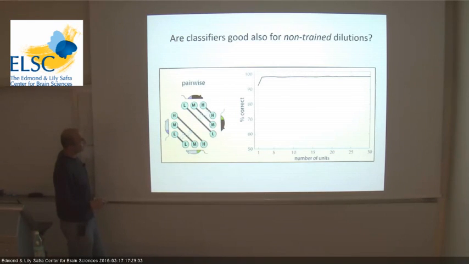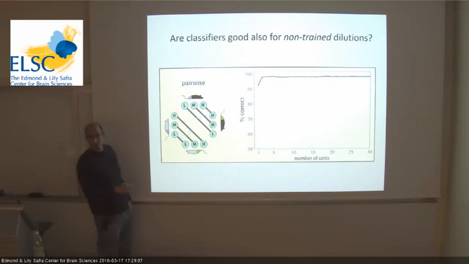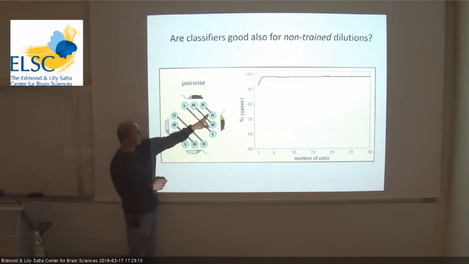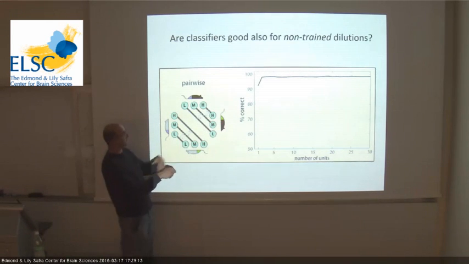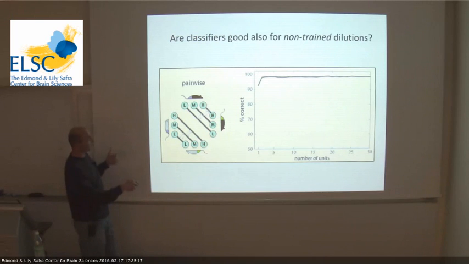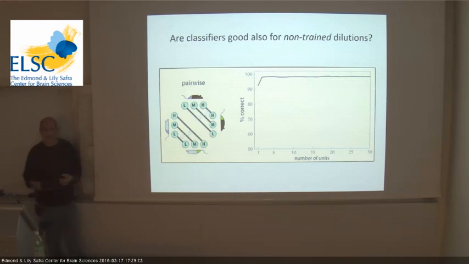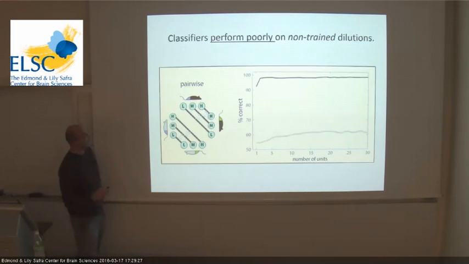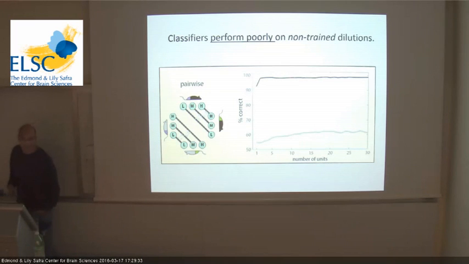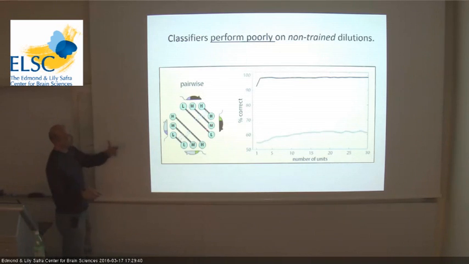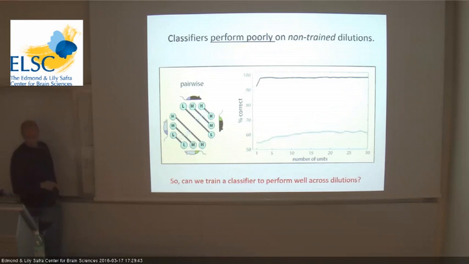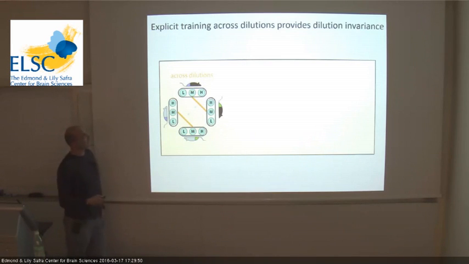Now, one of the questions we can ask is, once we have trained one classifier, does it work well on another dilution? We can take the classifier that was trained to make this comparison and ask whether it does just as well on another comparison in which the only thing that differs is the dilution. When we do this, you're going to see again the average performance across all comparisons, and it's very poor. It's almost at 50%, which is chance performance. So there's not a lot of similarity between the rules learned by these different classifiers. So the question is, can we train a classifier to perform well across all of these dilutions? That was the next thing that we tried to do.